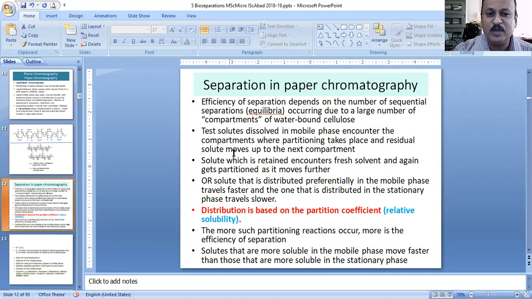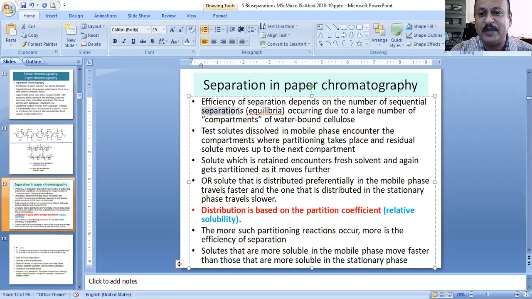So coming to the more detailed part of the interactions, what actually happens is there are sequential separations which are happening at every place or every point on the paper as the solvent molecule moves on the paper. How does the solvent molecule move? The movement is by capillary action.